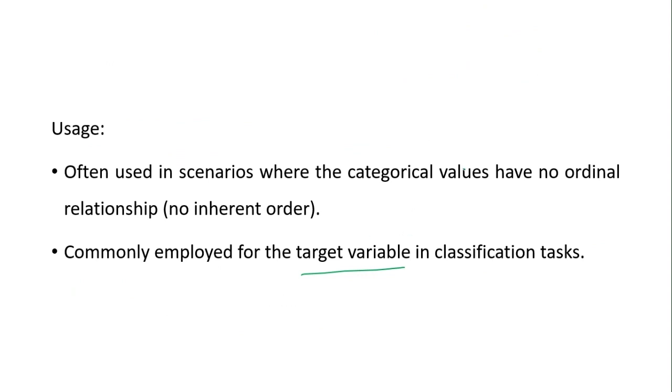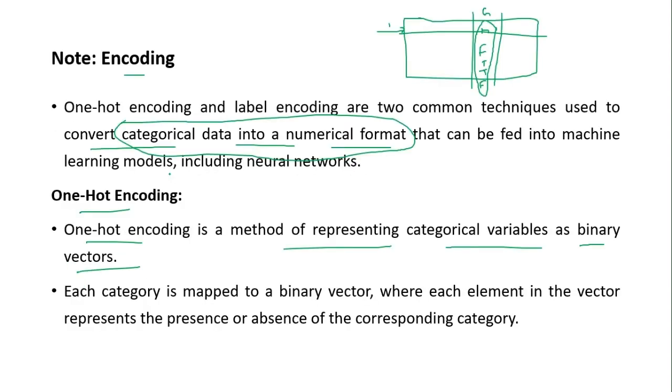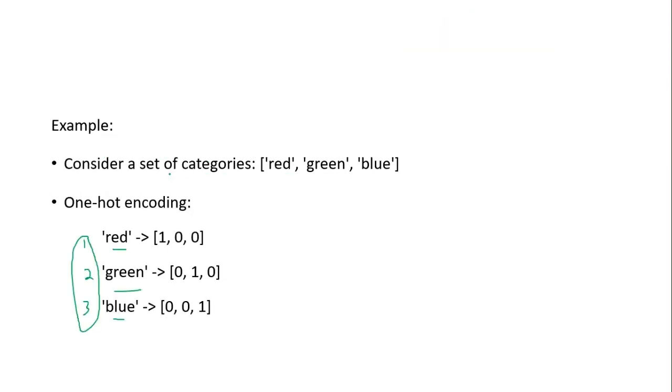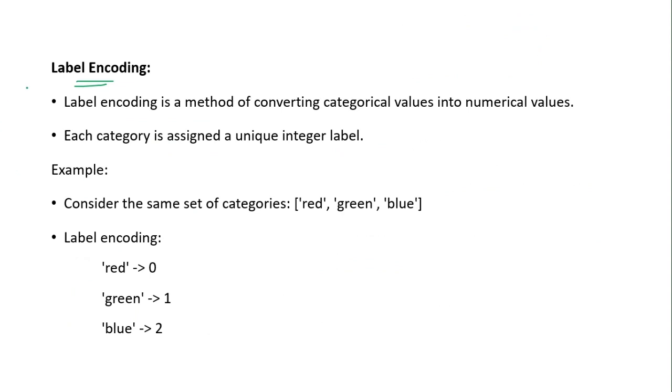So the main thing is, if there is no inherent relationship between the categorical values, we can go for this encoding. That is one hot encoding. Now, the next category is label encoding. Here, assume that you have the same data sets with the same categories: red, green, blue.